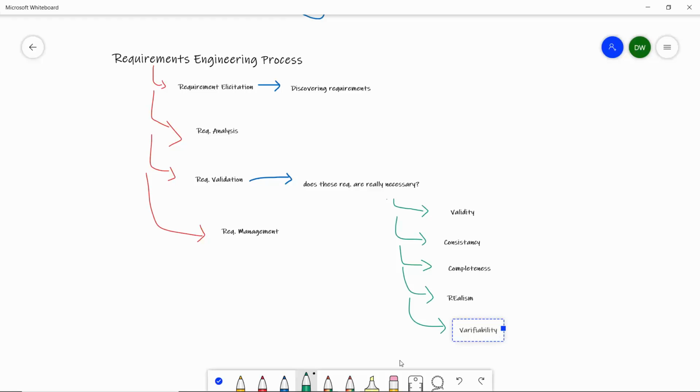This can be done using requirements review, prototyping, and test cases. Well, I'll write those things here. This can be done using requirements reviews and prototyping and test cases.